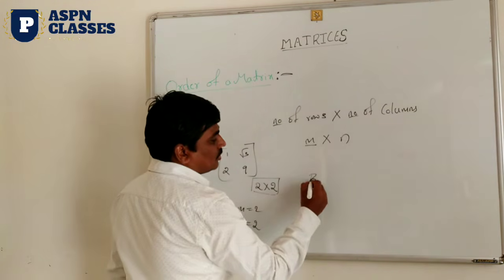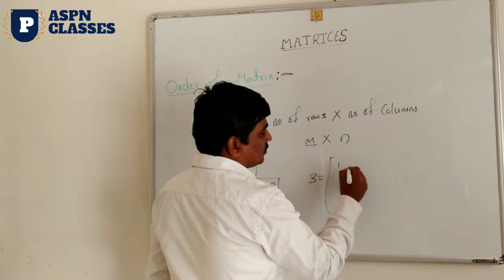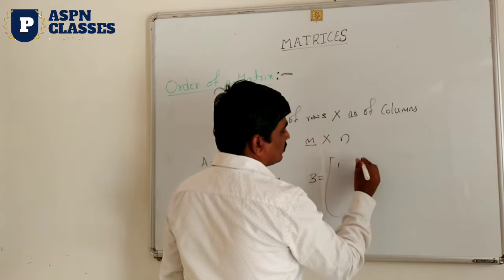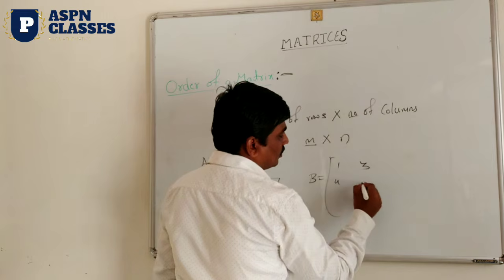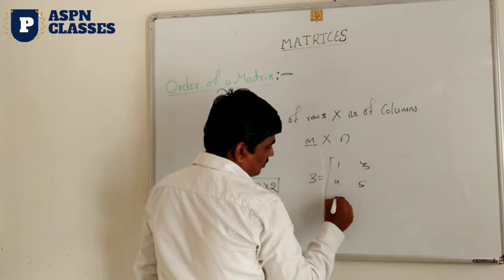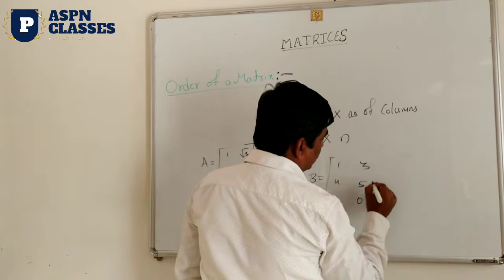And for example, one more matrix: 1, 3, 4, 5, minus 1 and 0.